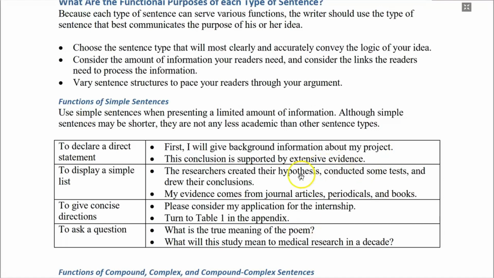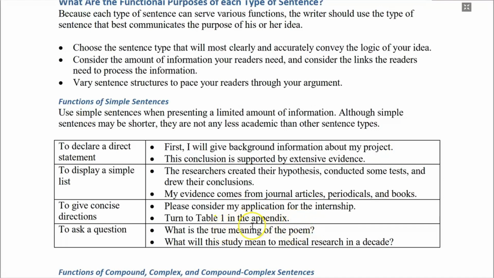Look at it. The researchers created their hypothesis, conducted some tests, and drew their conclusions. My evidence comes from journal articles, periodicals, and books. You want to give concise direction. Please consider my application for the internship. Turn to table 1 in the appendix.